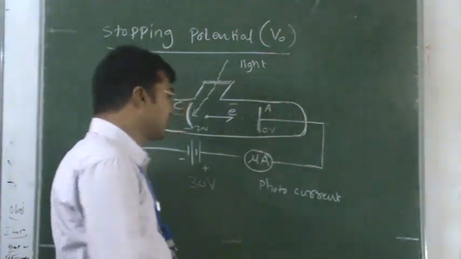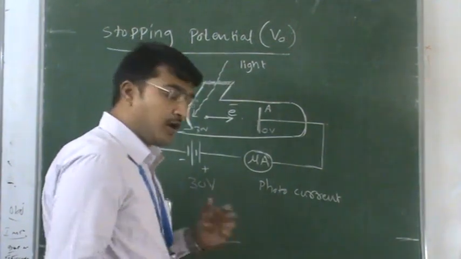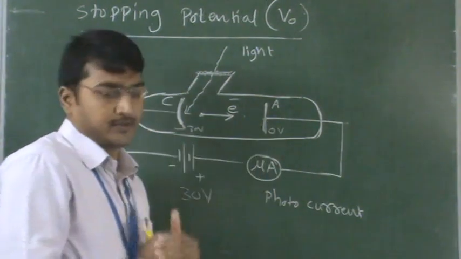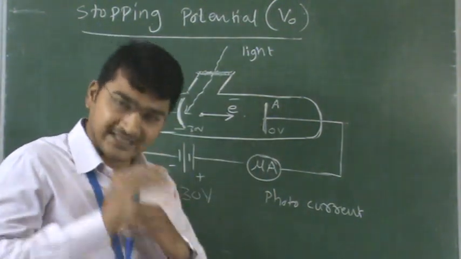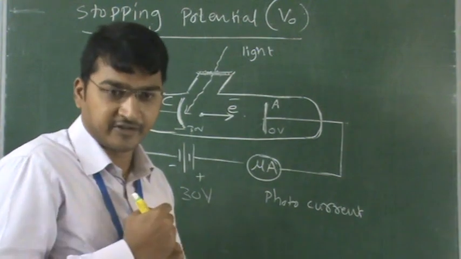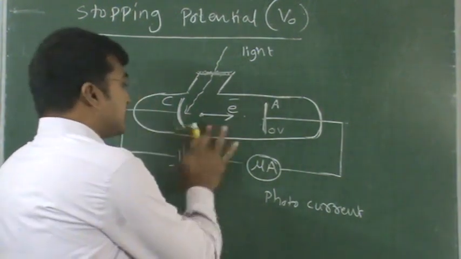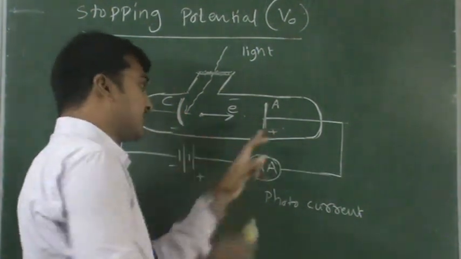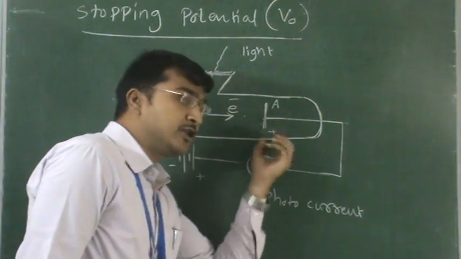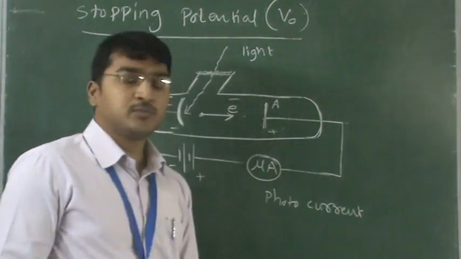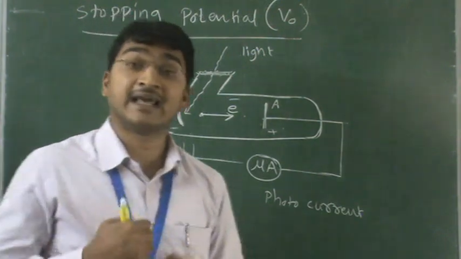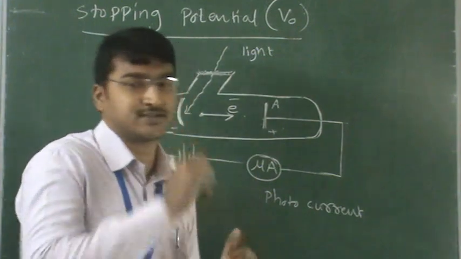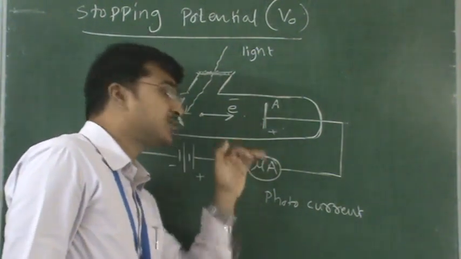So 0 is positive and minus 30 is a negative potential. Now what I am doing is reducing the positive potential on the anode plate. Reducing of positive potential is nothing but increasing of negativity. Initially it is a positive potential, and by reducing the positive potential on the anode plate, the attracting nature of the anode for electrons will reduce, because the positive potential is reducing.